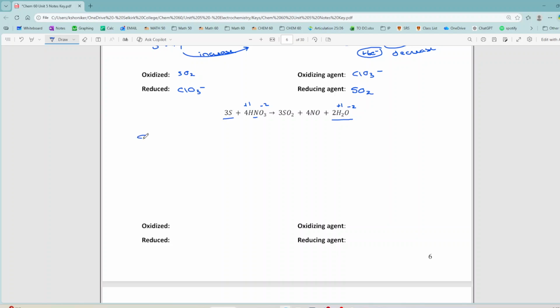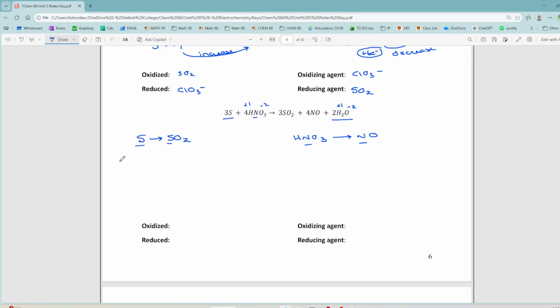So my 2 half reactions are going to be that sulfur goes to SO2, and then the HNO3 is going to go to NO, and again, just leave off the coefficients, and I'm going to look at the difference in the oxidation numbers of the sulfur and of the nitrogen. Feel free to pause the video and give this part a go if you're feeling confident.